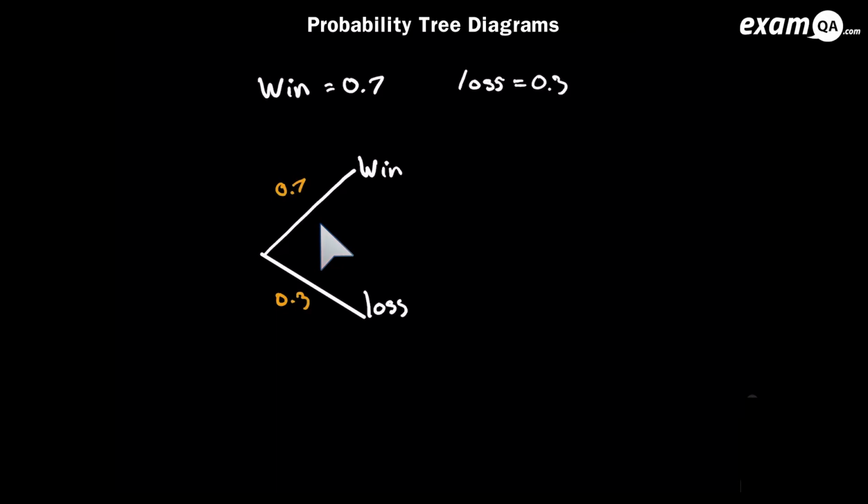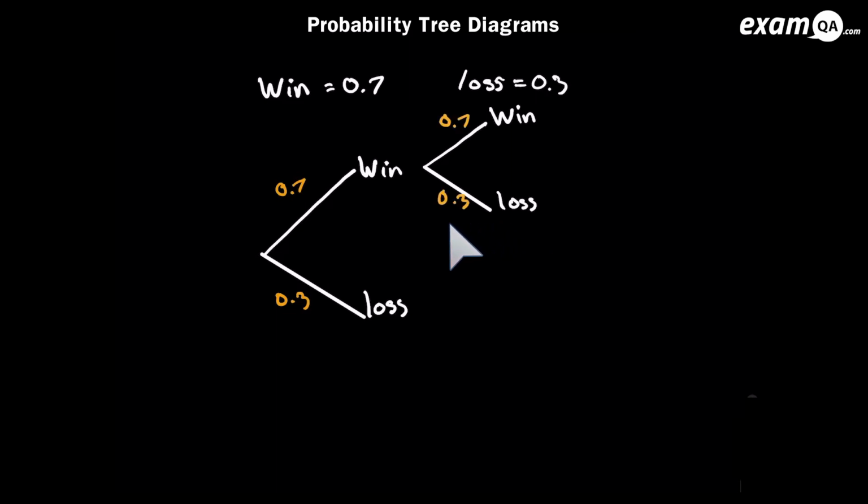So now I need to draw the next part of the tree diagram. In the next game, I can win and lose. And if I lose the first game, the next game I can also win or lose. So here I'm drawing my second game. So if I win, of course I can win or I can lose. And remember that goes at the end of the lines. And remember we write the probabilities along the lines.